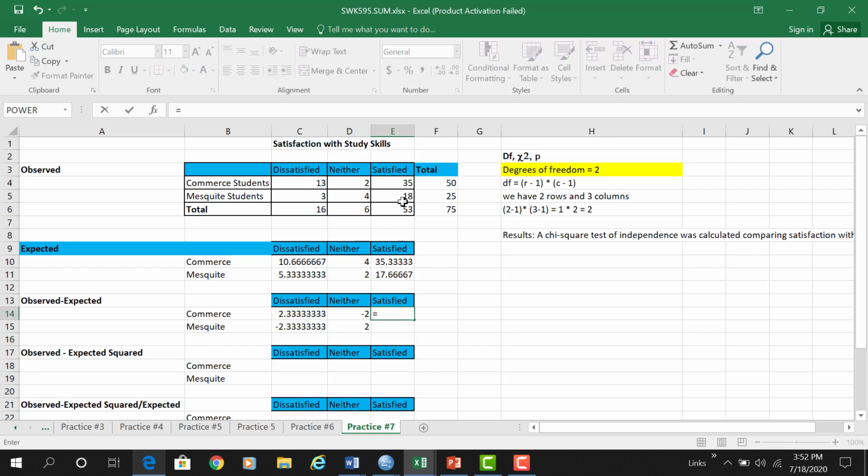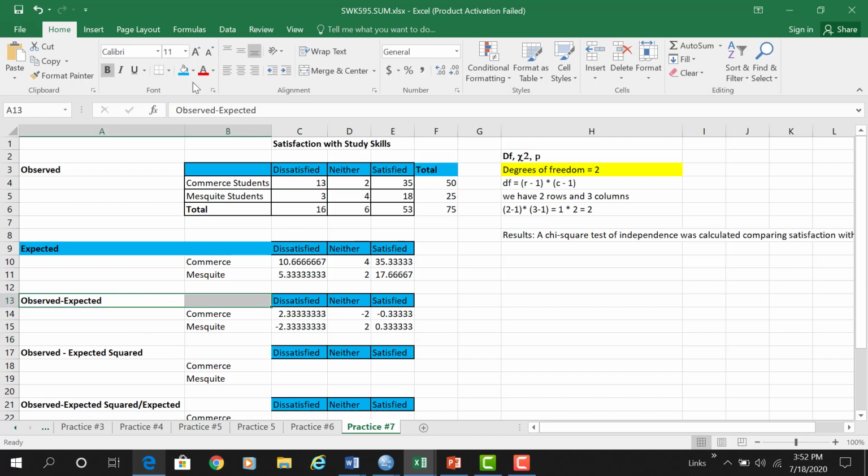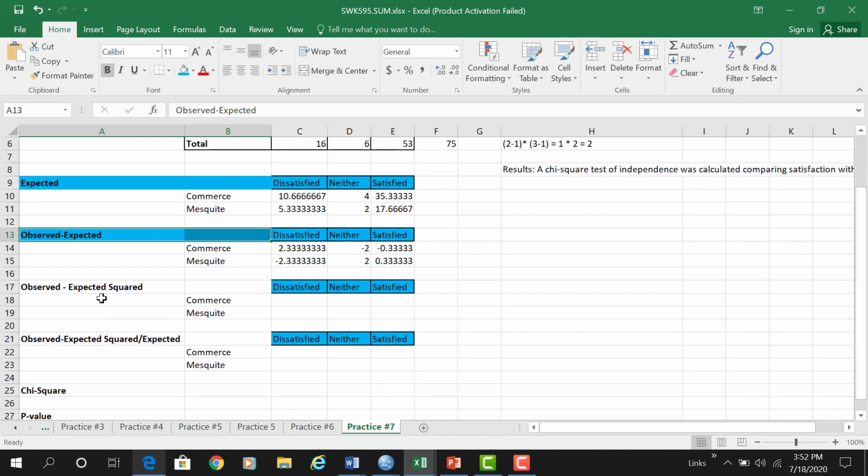So equals Commerce observed for satisfied minus Commerce expected for satisfied, and then equals Mesquite observed for satisfied minus Mesquite expected for satisfied. All right, so now we have our observed minus expected values. Next step, we're going to do observed minus expected, squared.